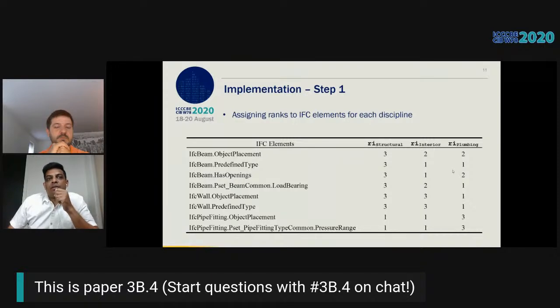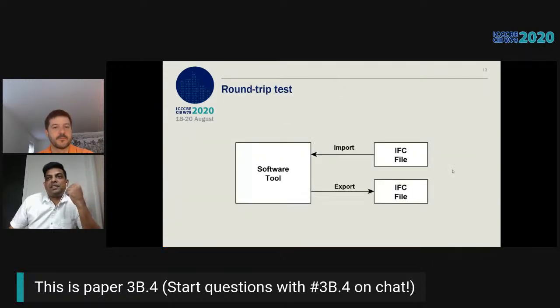This is how the relative importance ranks are assigned to the IFC elements. So for example, IFC beam placement is very important for a structural discipline, but it's not as important for an interior discipline or a plumbing discipline. Why? Because the interior works contractor does not actually construct the beams, but they may have to check the position of the beams to see whether they are interfering with the interior objects. Similarly, the plumber might have to do some structural penetration on the beam. So if they penetrate the wrong point, it might cause a problem with the reinforcement bars.